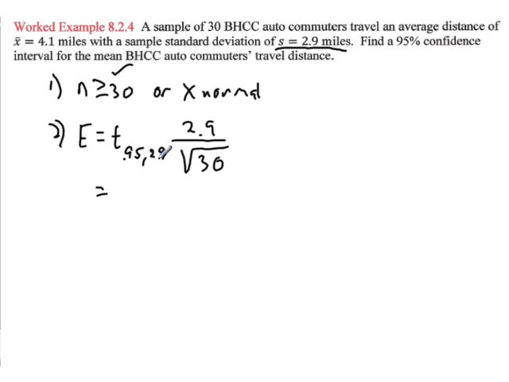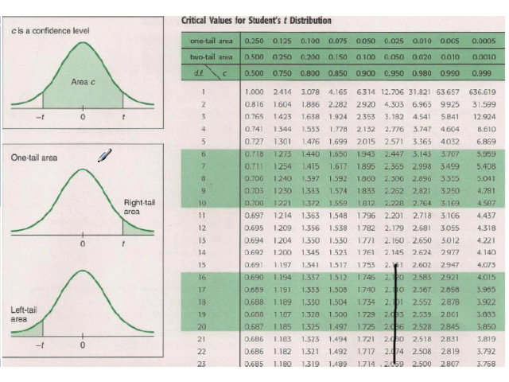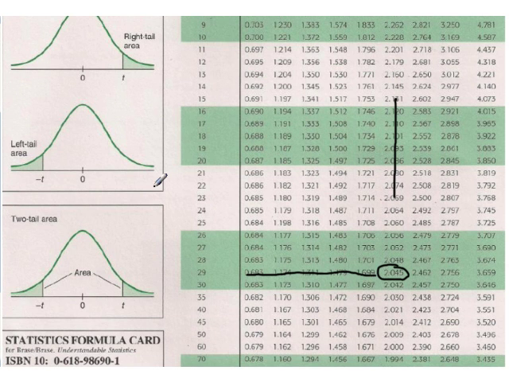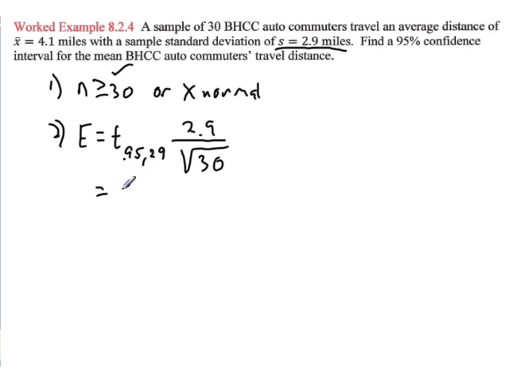So let's carefully look up t.95 comma 29 degrees of freedom on our t table. So 0.95 is in this column here, confidence level 0.95, and let's scroll down and find 29 degrees of freedom, and here we have it marked out. 29 degrees of freedom gives us 2.045. So we get 2.045 multiplied by 2.9 over square root 30.